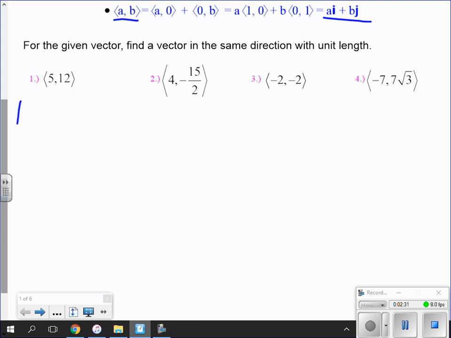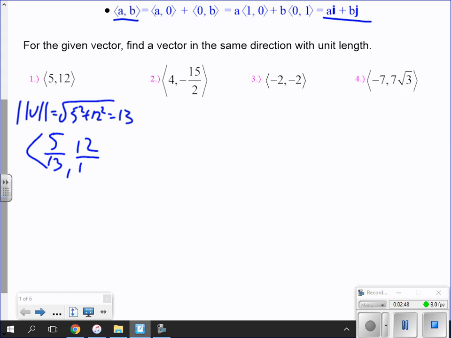So to find the magnitude, and I'm going to call this vector v just to make it easy, you take the square root of 5 squared plus 12 squared, and you get 13. The magnitude of that vector is 13, so our unit vector would be 5 thirteenths and 12 thirteenths. That's what you do. Figure out the magnitude and you go from there.